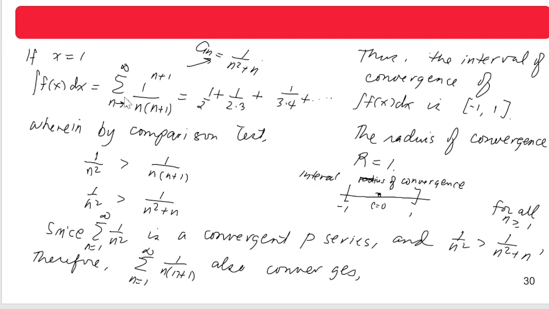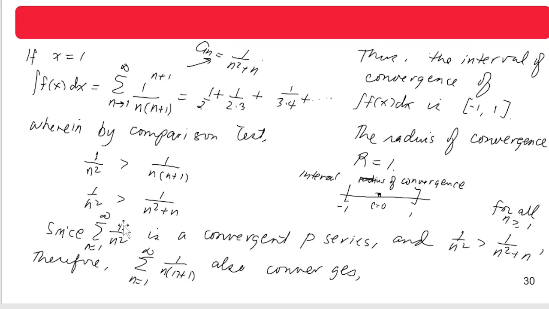Similarly, if the value of x is equal to 1, then the series is the summation of 1 raised to n plus 1, this is your x, all over n times n plus 1, where n is from 1 to infinity. And the n term of this series is 1 over n squared plus n. So we have to find a series which is bigger than this and resembles this n term. From here, we can say that 1 over n squared is greater than the n term of the given series.